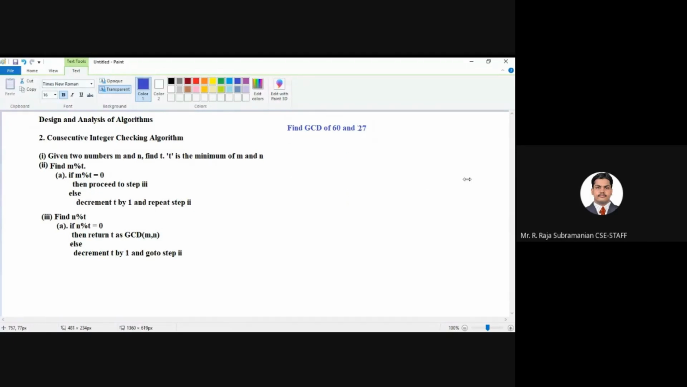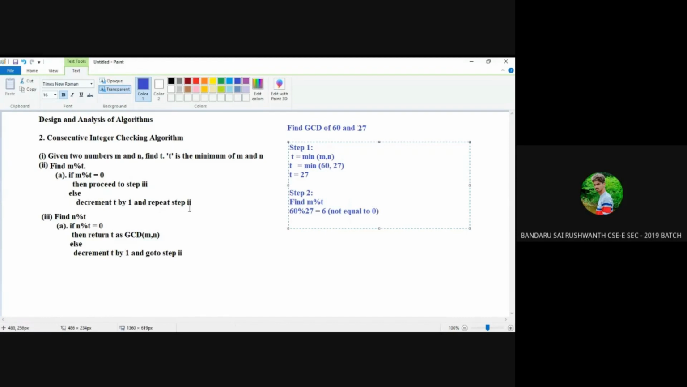Decrement t by 1 and repeat step 2. So I should write t is equal to t minus 1, because it is not a programming language, equal to 27 minus 1, which is 26. Next, 60 mod 26 equal to 8, again not equal to 0. This is a somewhat tedious step, so we can keep dot dot dot. Again t is equal to t minus 1, 26 minus 1 equal to 25.